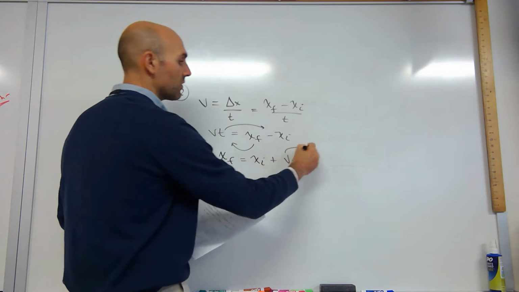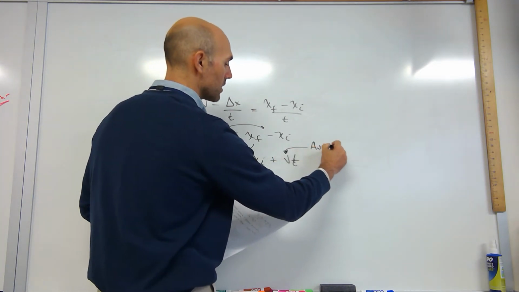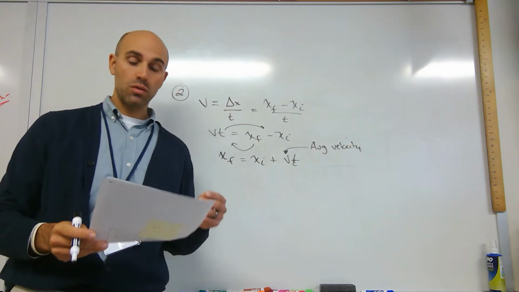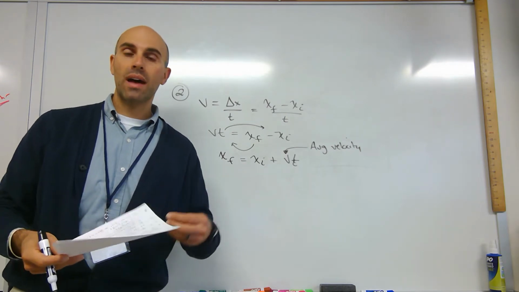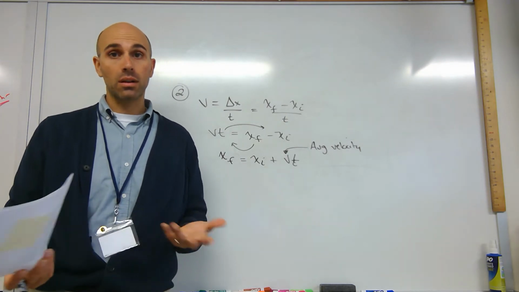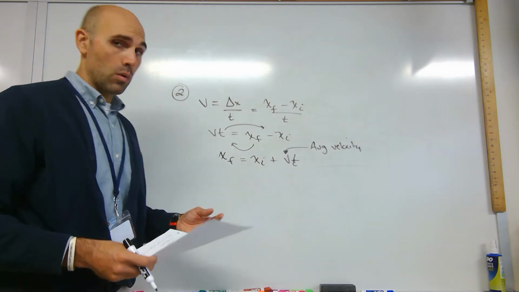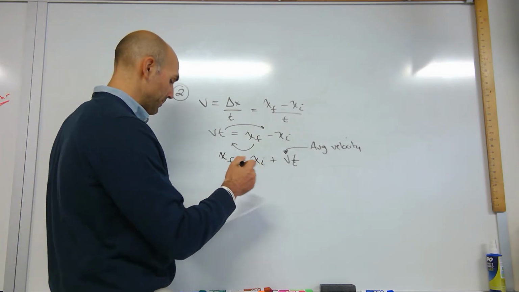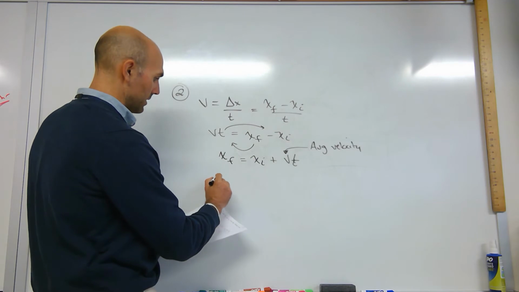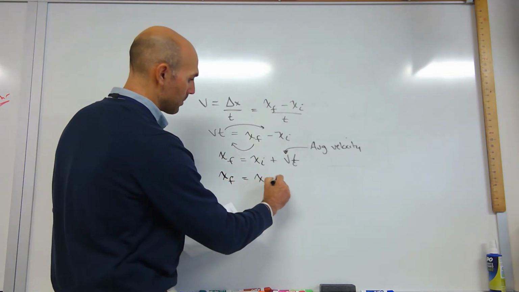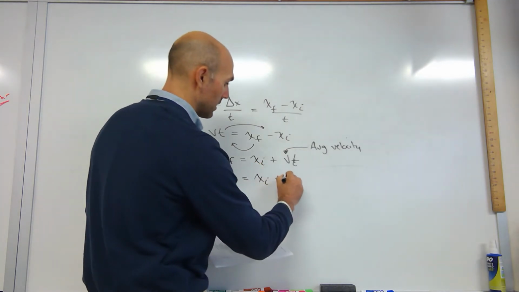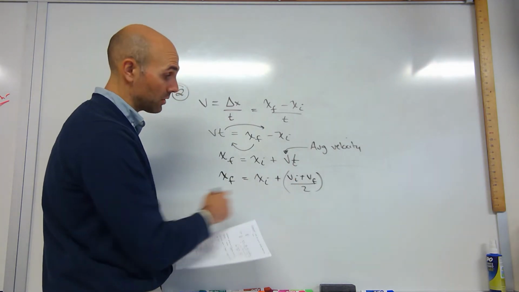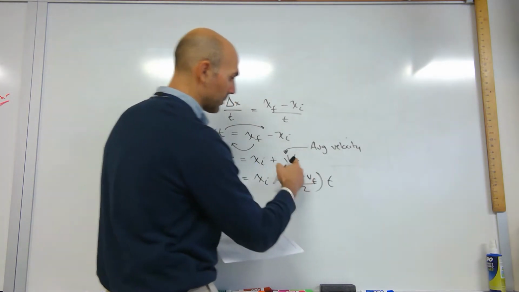xf equals xi plus vt. This velocity right here is the average velocity. And anytime you find an average, you add 2 values up and divide by 2. You add 3 values up, you divide by 3. You add the values and you divide by the number of values. Well, in this case, we're going to be taking the starting velocity and the ending velocity. So xf equals xi plus the average velocity, vi plus vf over 2. That's an average. We added 2 values and divided by 2, times t, because we can't forget that t.